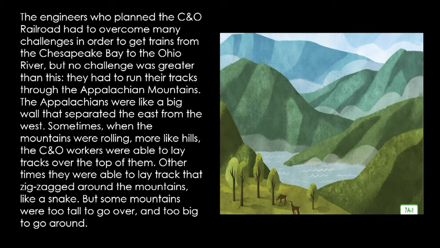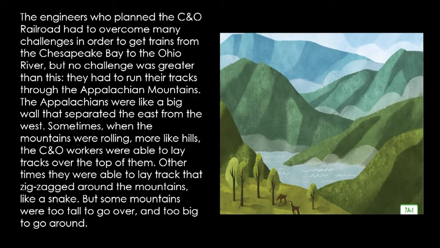But no challenge was greater than this. They had to run their track through the Appalachian Mountains. The Appalachians were like a big wall that separated the east from the west. Sometimes, when the mountains were rolling, more like hills, the C&O workers were able to lay tracks over the top of them. Other times, they were able to lay track that zigzagged around the mountains, like a snake. But some mountains were too tall to go over and too big to go around.